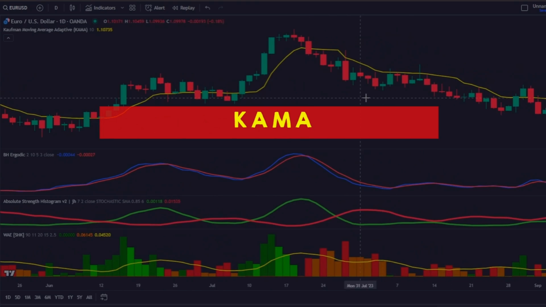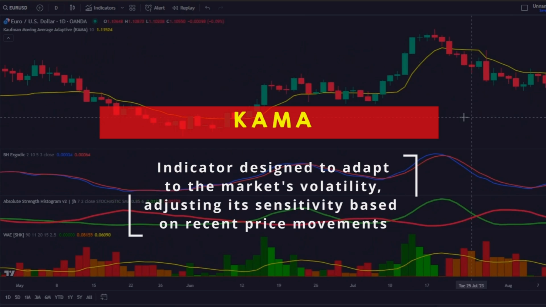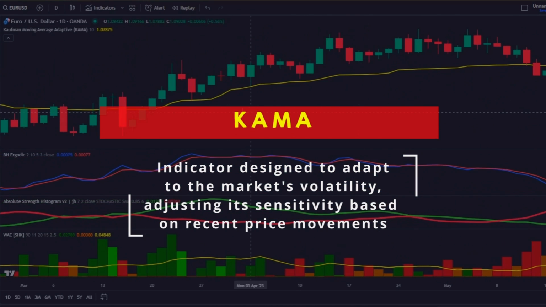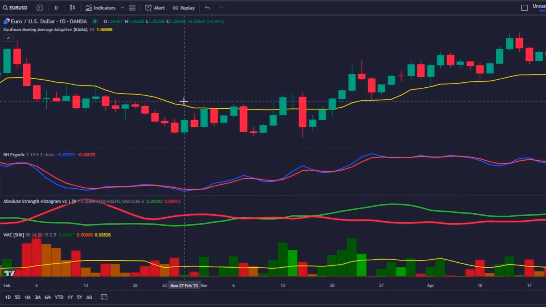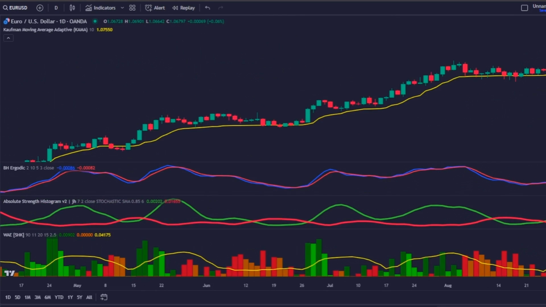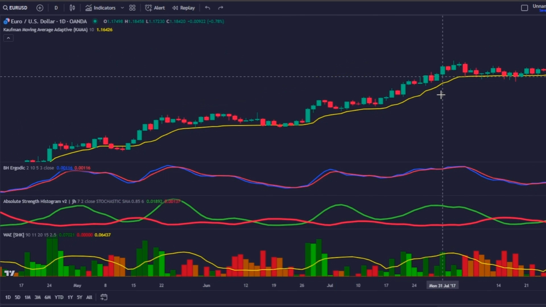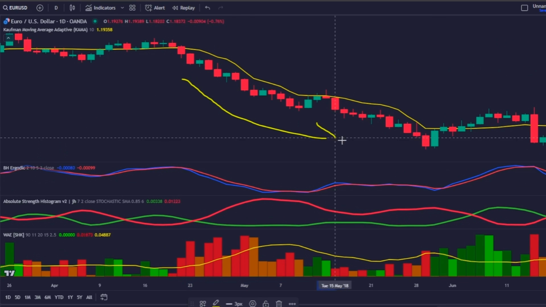This baseline is an indicator designed to adapt to the market's volatility, adjusting its sensitivity based on recent price movements, being especially useful in trending markets. And so, we will only take valid long signals if the price is above this baseline, and short signals if the price is below it.